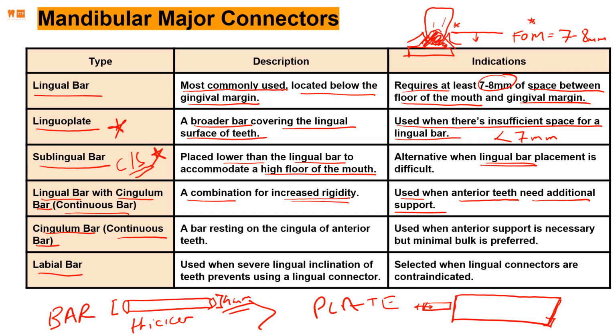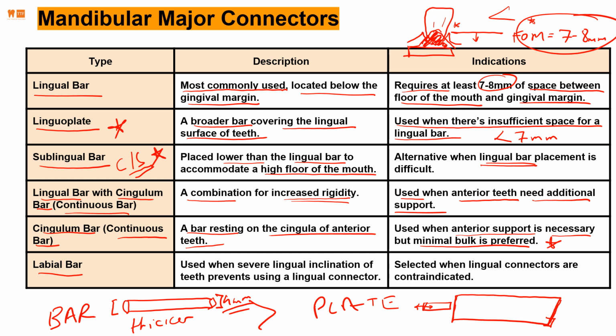And then of course the cingulum bar alone, it's a bar resting on the cingula of the anterior teeth. It's used when anterior support is absolutely necessary, but we cannot have a lot of bulk because, well, the floor of the mouth is less than 7 to 8 millimeters away from the gingival margin.